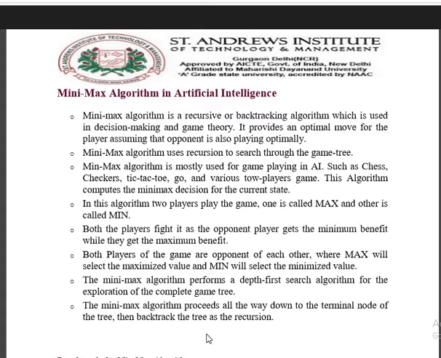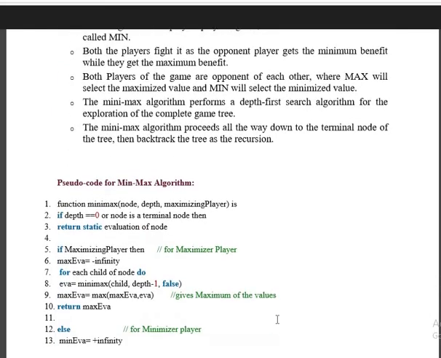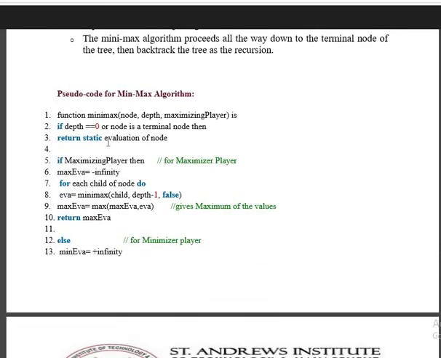The Minimax algorithm proceeds all the way to the terminal node of the tree, and the backtracking of the tree is also done by the method of recursion. So here I have given the algorithm. We will consider one function here. Note the depth of the tree that will be traversed, which is the game tree here. If the depth is equal to 0, that is the terminal node, we need to return back the position. We will not go for searching anymore.